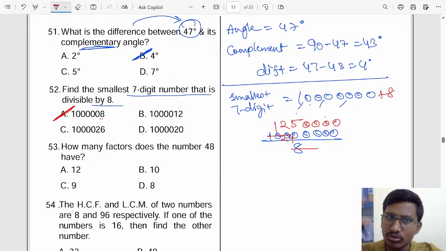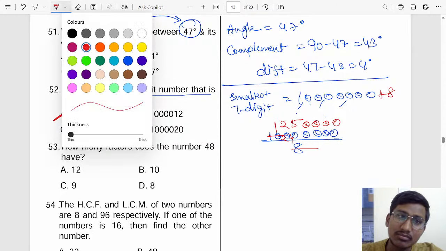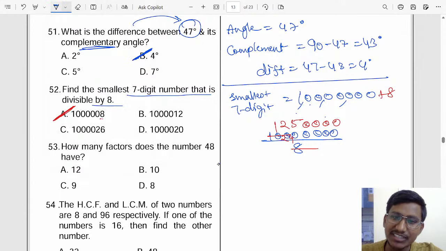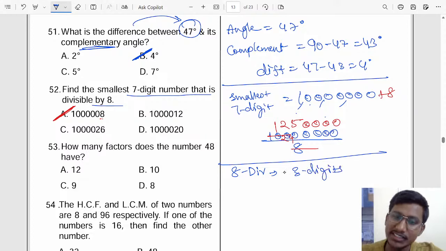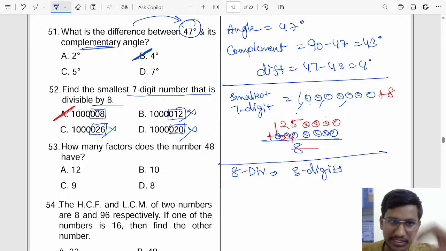Or we know the shortcut method of 8 divisibility. 8 divisibility is what? 3 digits. Last 3 digits we have to check. So here 008 is divisible, and 012 as the last 3 digits is not divisible, 026 is not divisible by 8, 020 is not divisible by 8. So that is why it will not come in the table. So only A is the answer.